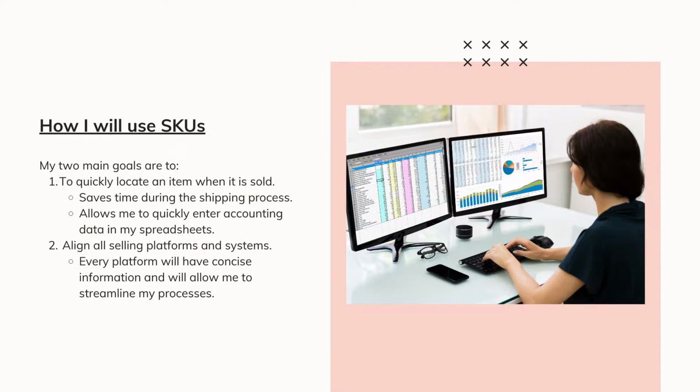So how will I be using my SKUs? The reason that I am implementing SKUs into my inventory management system is to meet 2 goals that I have for myself and for my system.